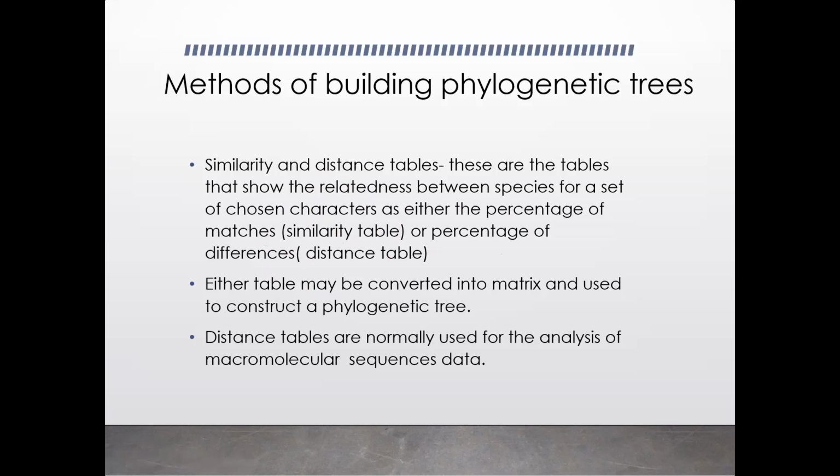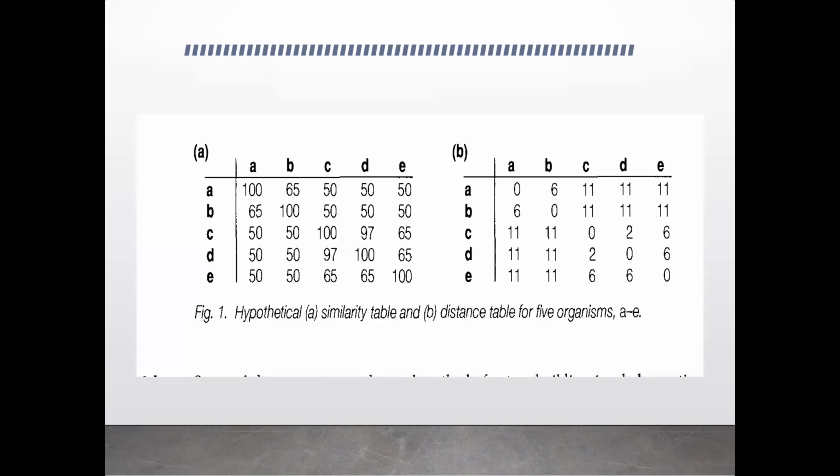So similarity or distance tables are constructed to show the relatedness between the species for a given set of selected characters. Either table, whether similarity or distance, may be converted into a matrix, and this matrix will be used to construct a phylogenetic tree. Distance tables are normally used for the analysis of macromolecular sequence data. If you take macromolecular sequence data for building the phylogenetic tree, generally distance tables are used.